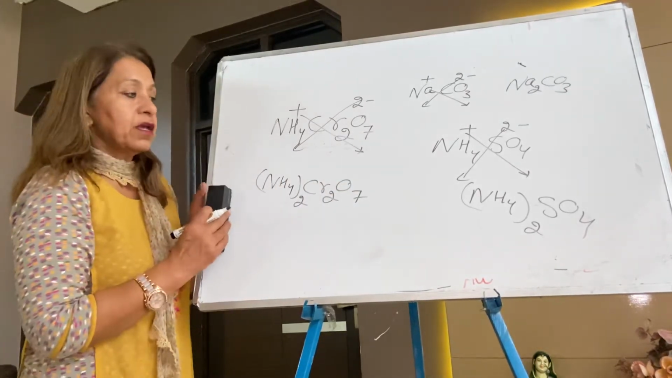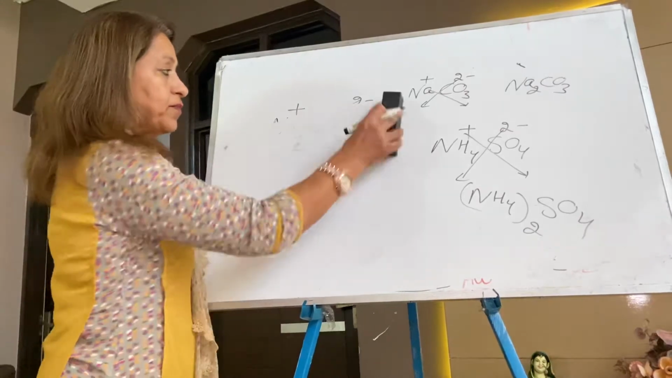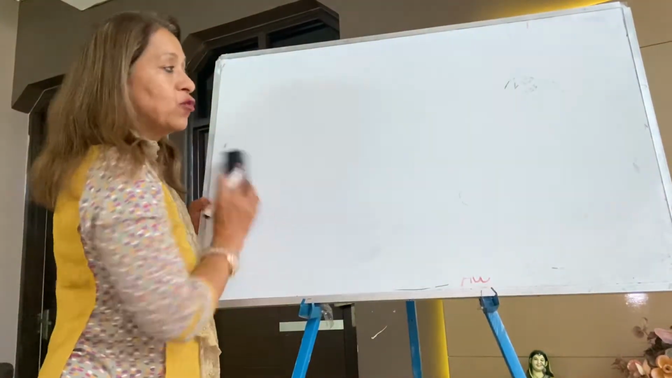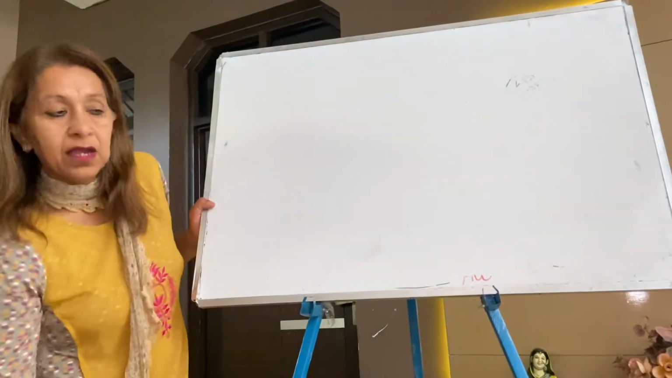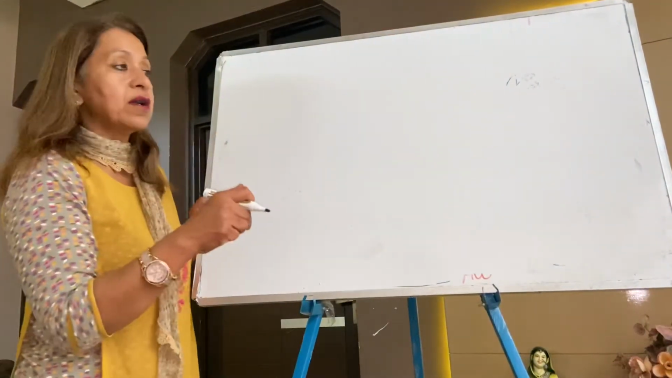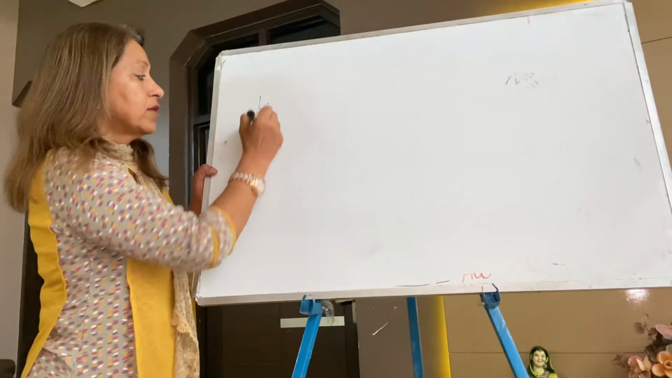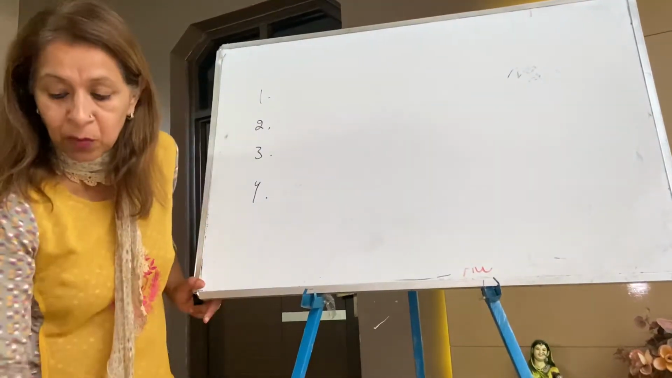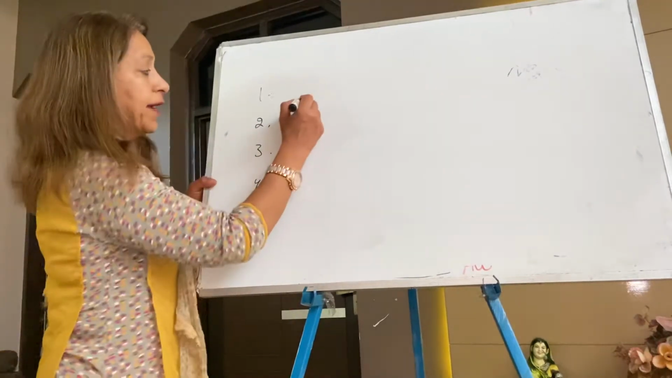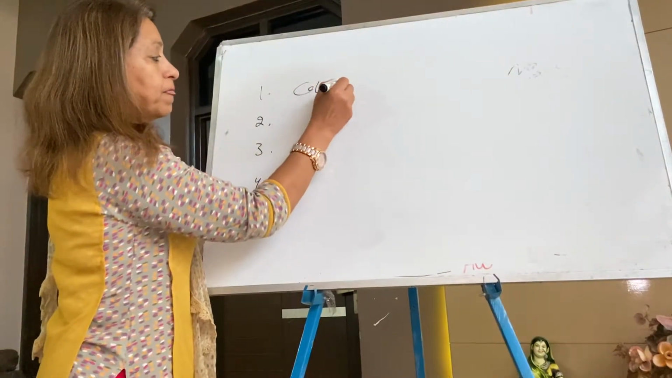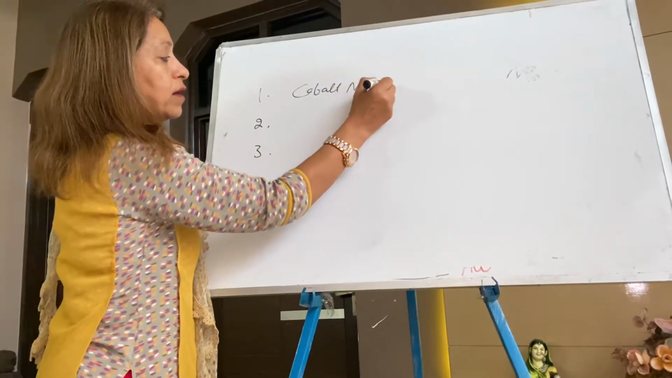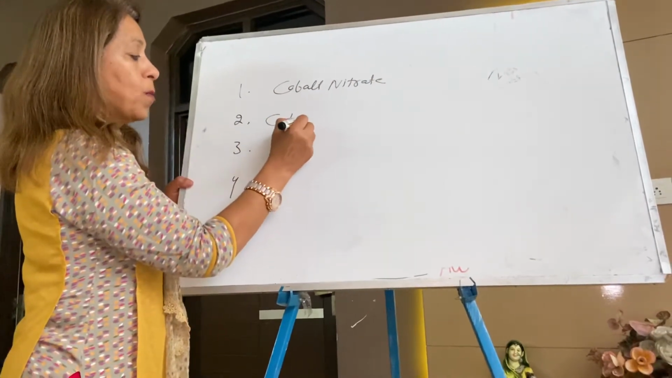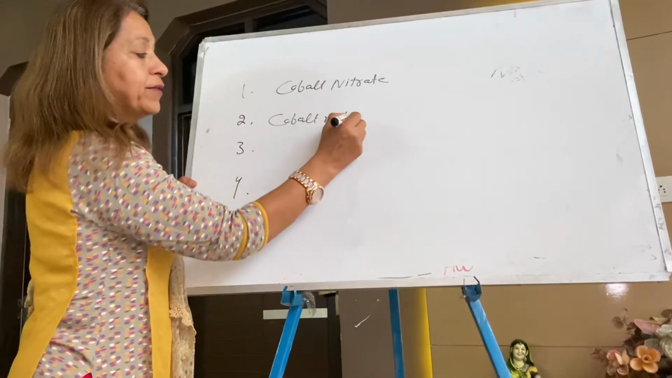So in this way you do the practice. Now I am writing some of the names. When I send you the link, open the link and take help from it. Now I am giving you 3-4 formulas. You write them yourself at your home. Now write cobalt nitrate. This is one of your homework. Cobalt nitrate.